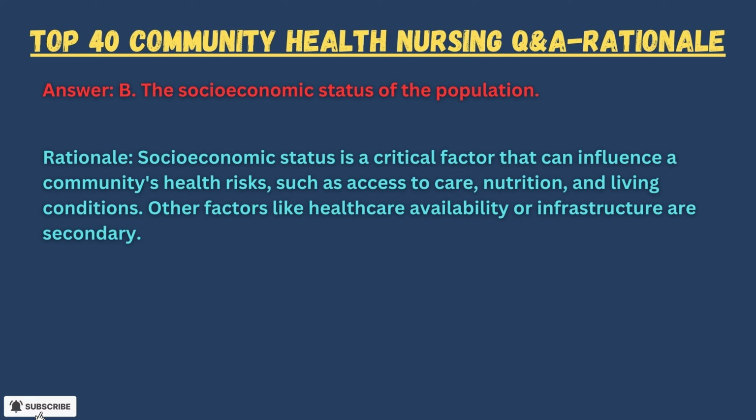Rationale. Socioeconomic status is a critical factor that can influence a community's health risks, such as access to care, nutrition, and living conditions. Other factors, like health care availability or infrastructure, are secondary.